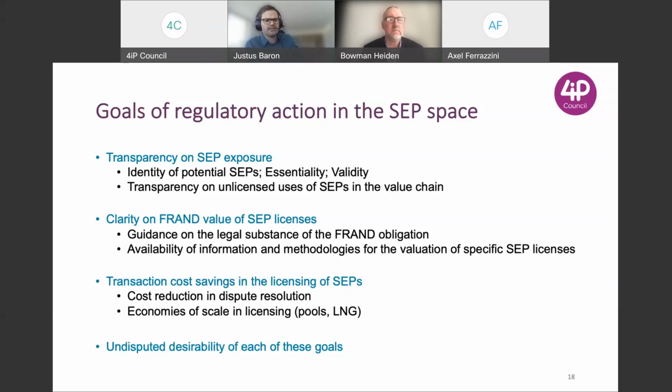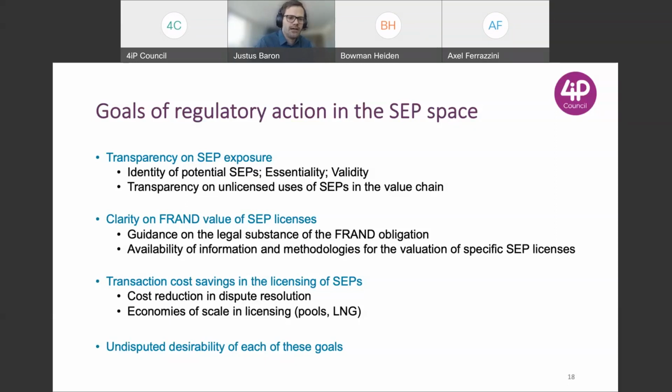So one widely discussed goal, obviously, is the idea of creating transparency on what we call SEP exposure, including things such as the identity of potential SEPs and to what extent they are actually essential or even valid. But also encompassing things such as the transparency on unlicensed uses of SEPs at different places in the value chain.